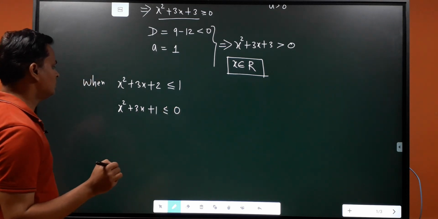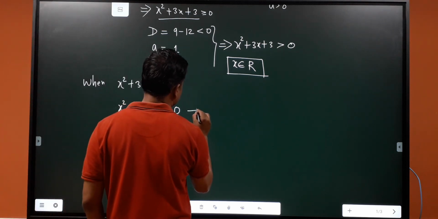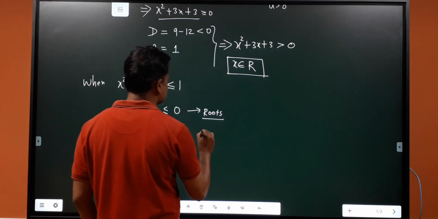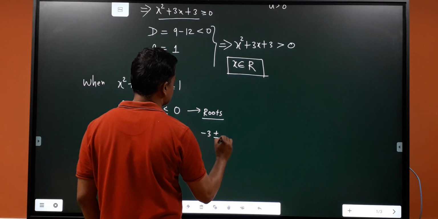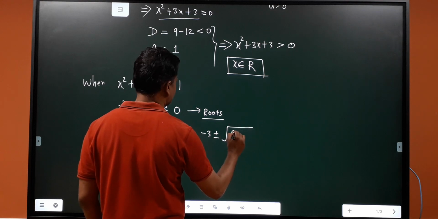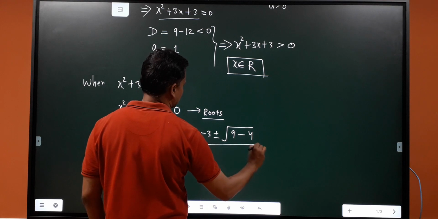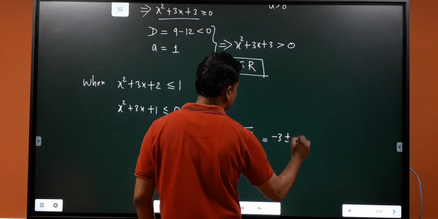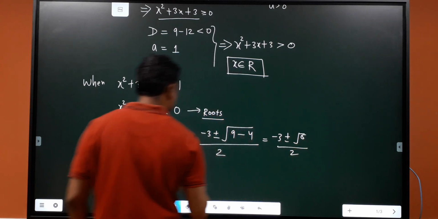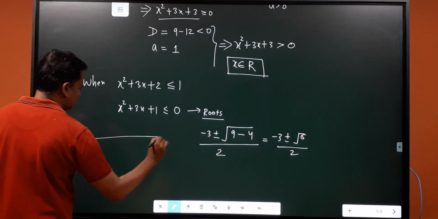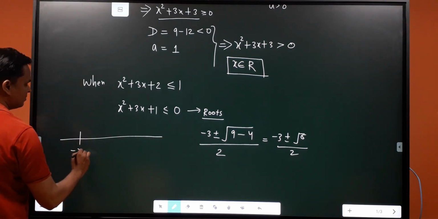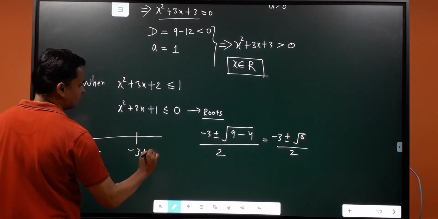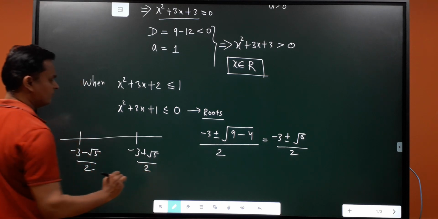Now I will try to find the roots of this particular quadratic equation. The roots are minus b plus minus root under b square minus 4ac upon 2a, that is root of 9 minus 4 upon 2. So this yields minus 3 plus minus root 5 by 2. Now on a number line by the wavy curve method, we mark minus 3 minus root 5 by 2 and minus 3 plus root 5 by 2. I hope you all are aware of the wavy curve method.